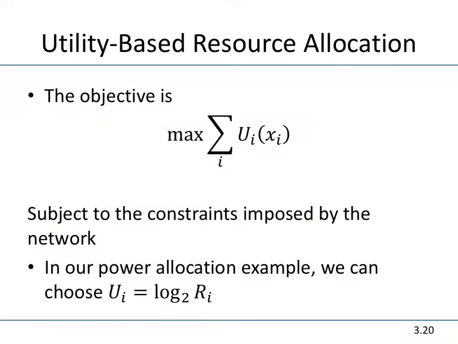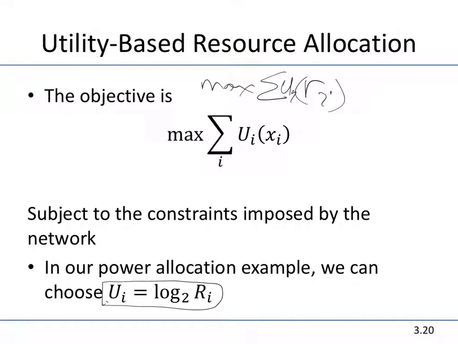Okay, so to understand this a little bit better, let's talk about an example. Here, the objective is that instead of saying maximize the aggregate rate, or Ri, here we're saying maximize Ui of Ri. An example of this could be that Ui is log 2 of Ri. So instead of maximizing Ri, which is what we did last time, we will maximize log Ri. And this will give us proportional fairness.